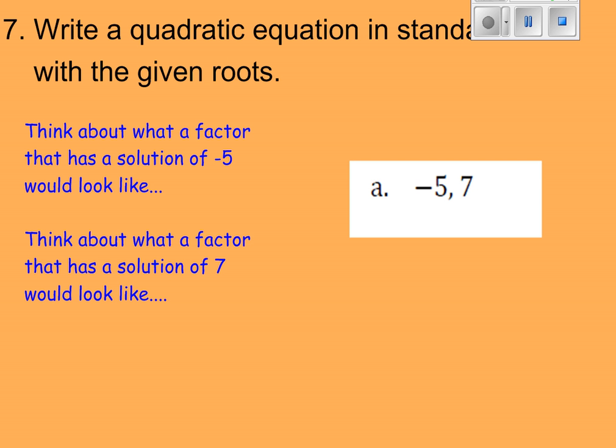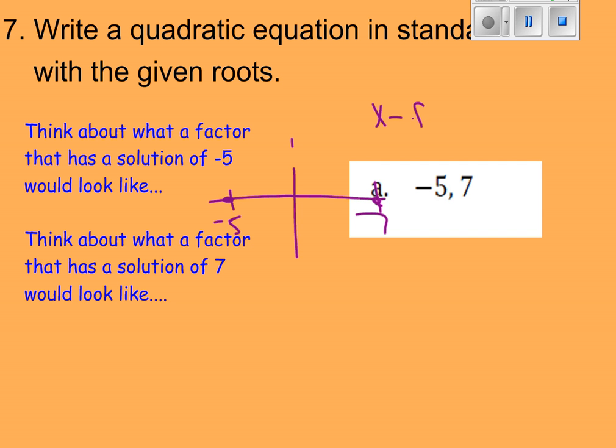Write a quadratic equation. So now we're going backwards. So now we've got negative 5 and 7. So now we're thinking about, okay, on a graph, at negative 5, I got a 0. At 7, I got a 0. What is that going to look like? Well, I got to think about this.